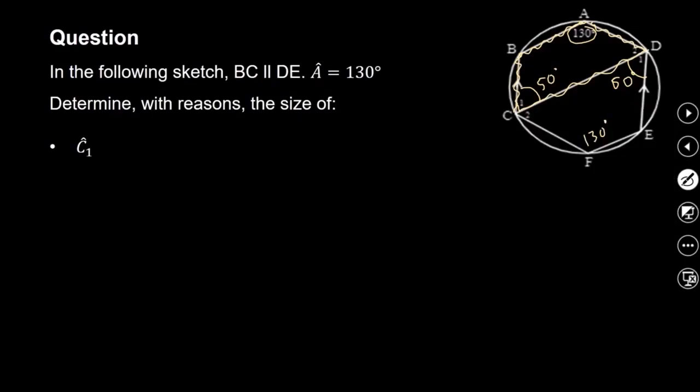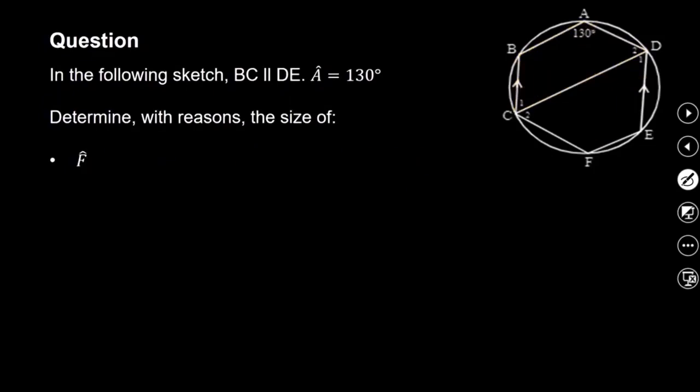So firstly, angle C1, I will say that angle C1 is equals to 50 degrees, and my reason for this will be opposite angles of a cyclic quad. Right? Remember, I did say that with cyclic quad we normally write as Q to show the concept of a cyclic quadrilateral, right? And then the other thing that they needed me to find was angle F, right?